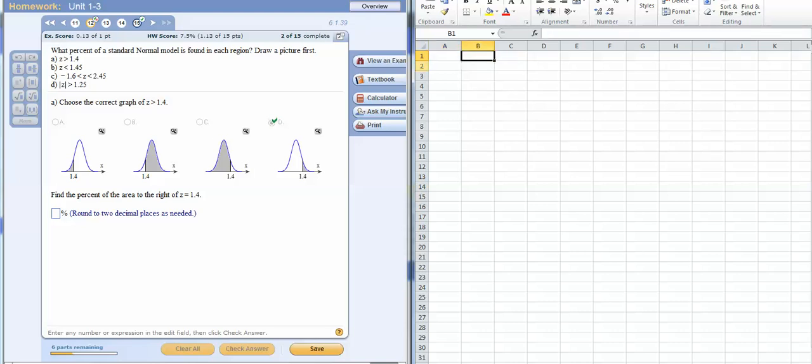Okay, in this problem, you're dealing with the standard normal curve. The standard normal curve has a mean of 0 and a standard deviation of 1. Remember, all the numbers have been standardized into z-scores, so it has a mean of 0 and a standard deviation of 1.